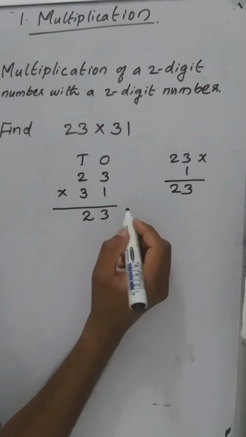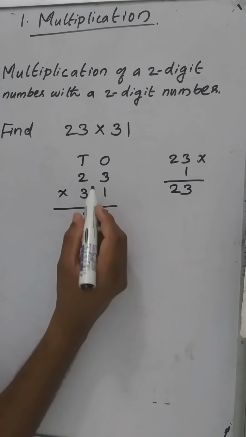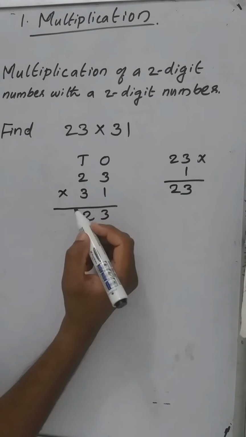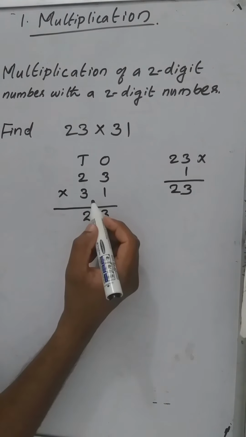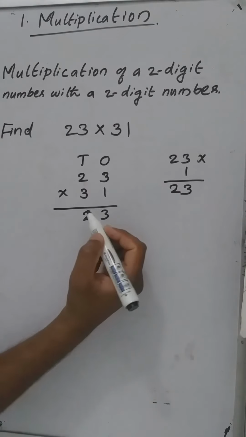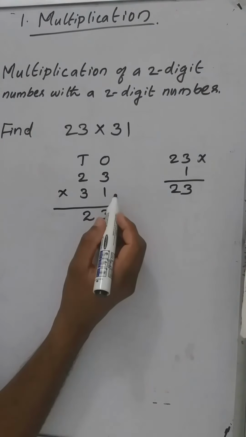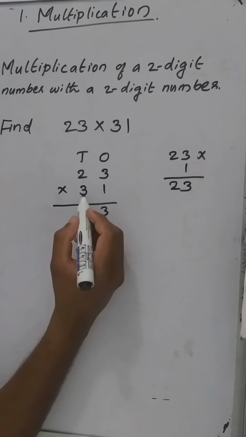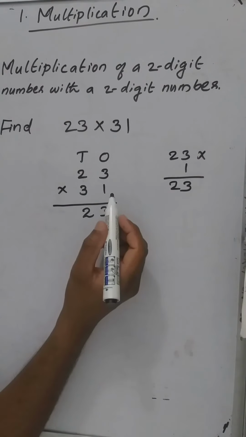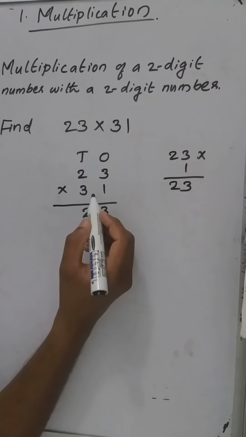Now let's multiply 23 by 30. So why are we multiplying 23 by 30 here? Because only the units place digit we took, so the tens place digit is remaining. The tens place digit is 3. That means 3 tens. That is why we are multiplying 23 with 30.